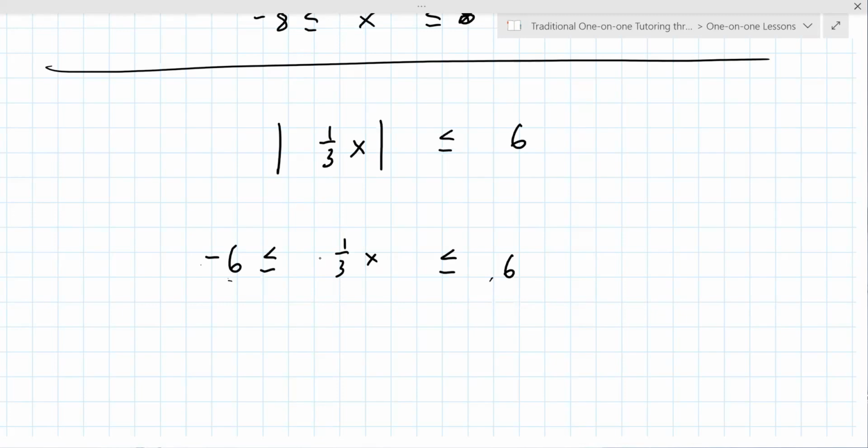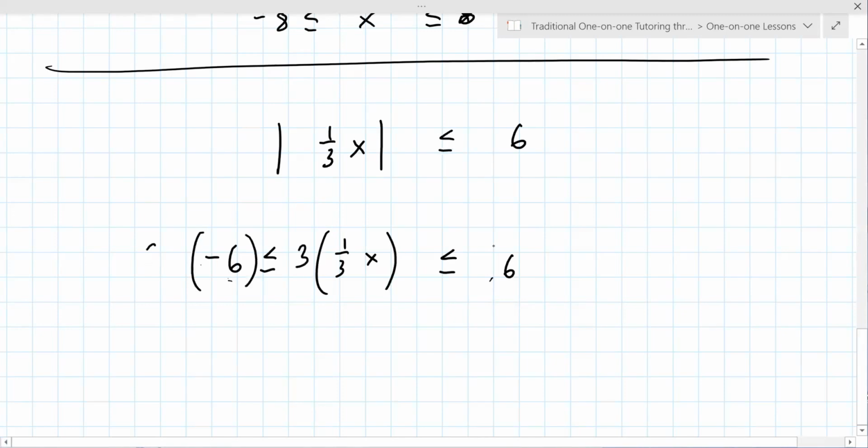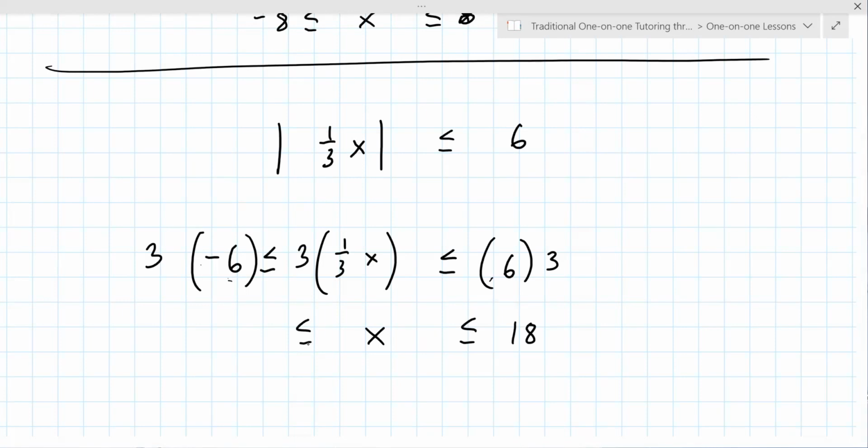So for this right here, you have to divide by 1/3, right? Well, you do, but it's better to multiply by 3 rather than dividing by a fraction. We'll multiply by 3. 6 times 3 is 18. How about the other one? Negative 18. Yes, negative 18.